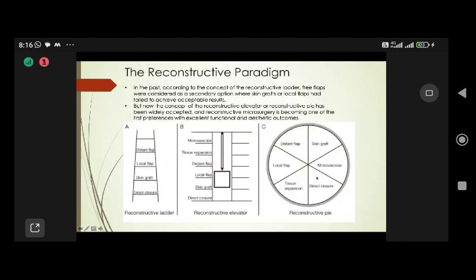Now, the reconstructive paradigm. In the past, according to the concept of reconstructive ladder, free flaps were considered as a secondary option where skin graft or local flap had failed to achieve acceptable results. But now the concept of the reconstructive elevator or reconstructive pie has been widely accepted, and reconstructive microsurgery is becoming one of the first preferences with excellent functional and aesthetic outcome.